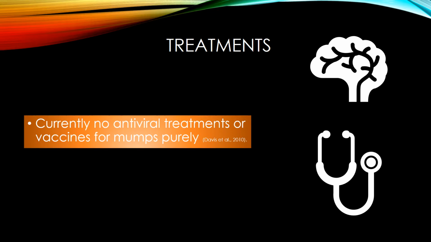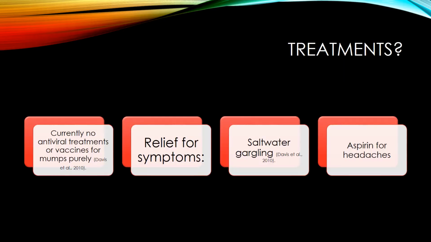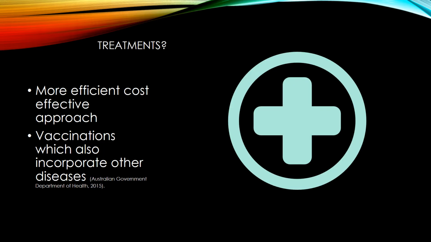So what treatments are available? There are currently no antiviral treatments for mumps or vaccines that are particularly focused on mumps prevention in Australia. Therefore, there are only ways to relieve and reduce the symptoms from mumps. Saltwater gargling, as well as the use of aspirin, can assist with some of the symptoms such as headaches. A more efficient and cost-effective approach to mumps is by use of vaccinations.